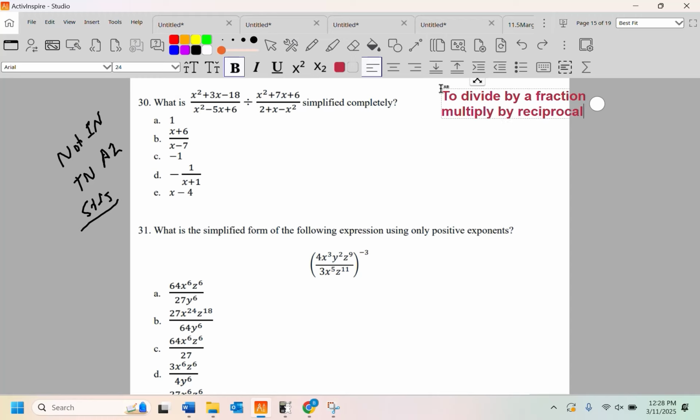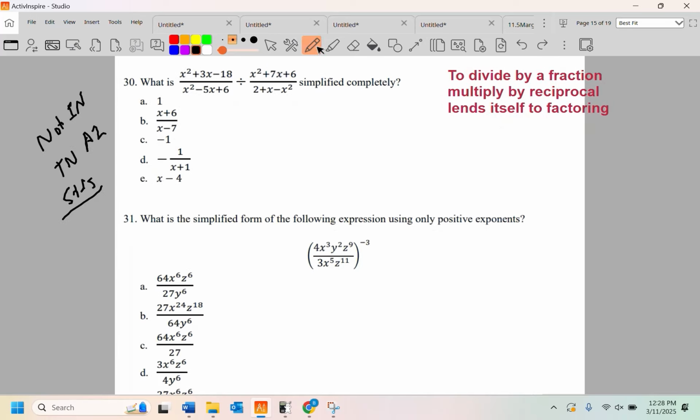And of course, now this question also lends itself to factoring. So anyways, I'm going to do a whole bunch of things at once here because I feel like it. X squared plus 3x minus 18 factors as x plus 6 times x minus 3. X squared minus 5x plus 6 factors as x minus 2 times x minus 3. And we're going to change division to multiplication, so I have to factor this thing. And I don't really like its order, but it is what it is.